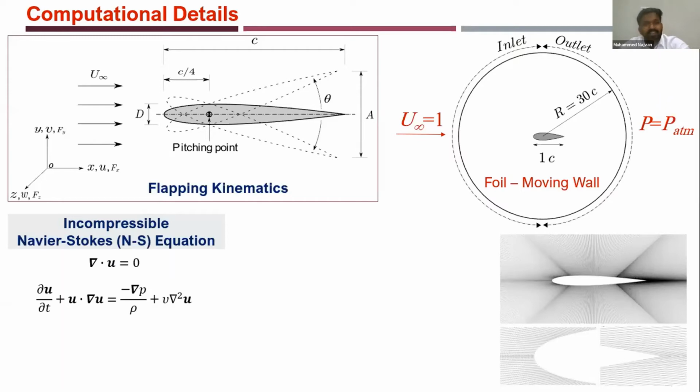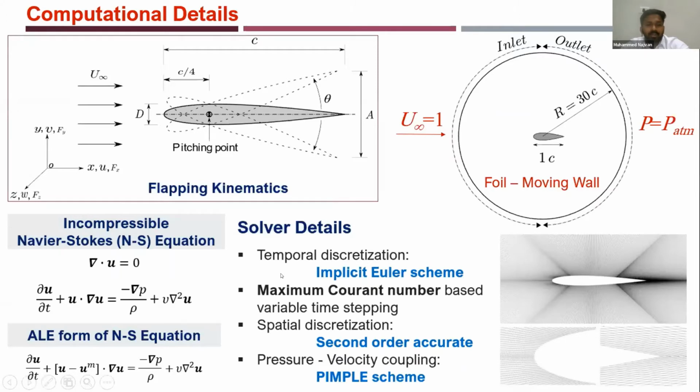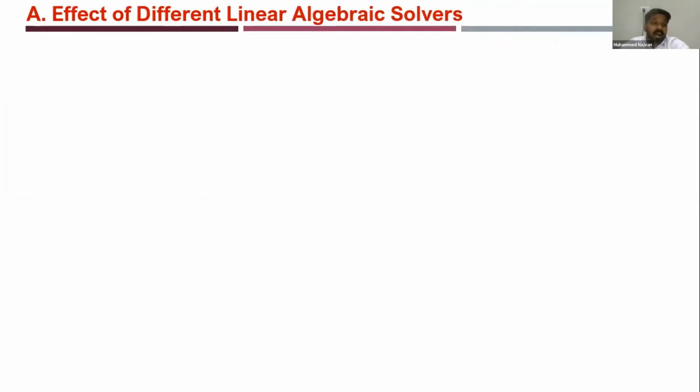And since here we are dealing with a moving mesh, which may induce some additional fluxes to the flow, this is taken care of by the ALE, or the arbitrary Lagrangian-Eulerian approach, where it subtracts the mesh velocity from the Navier-Stokes equation. And coming to the flow solver, we have used an implicit Euler scheme for temporal discretization, and the time step is varied by a maximum Courant number method. For spatial discretization, we have used a second order accurate scheme, and we have used the PIMPLE scheme for pressure velocity coupling.